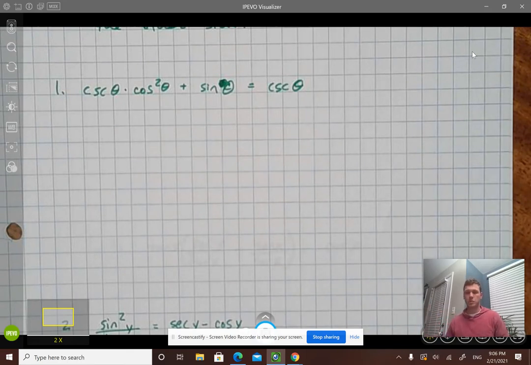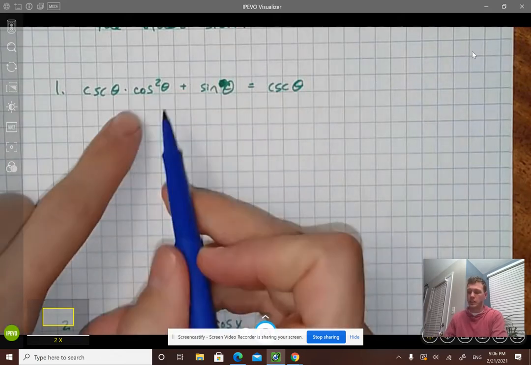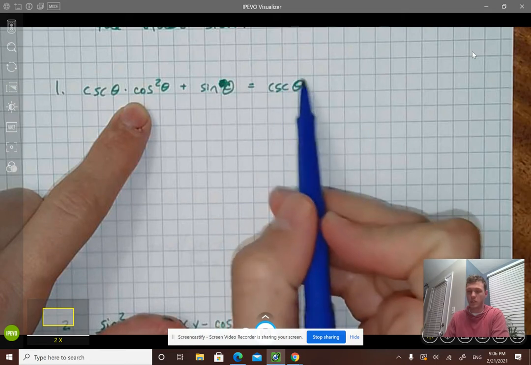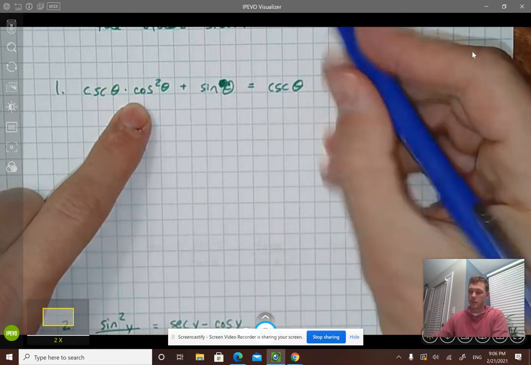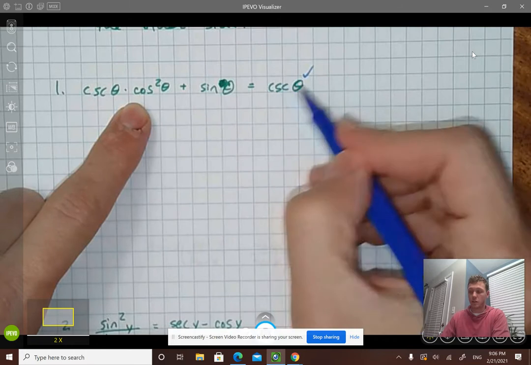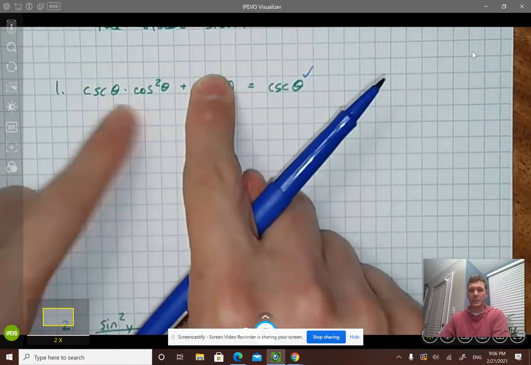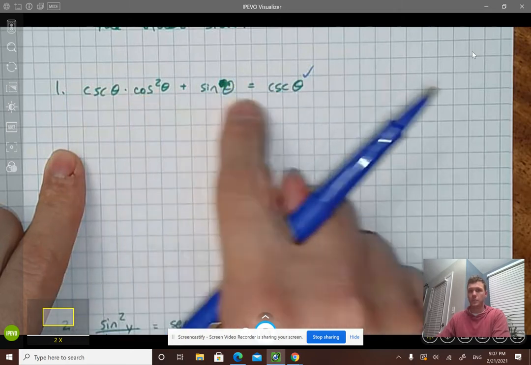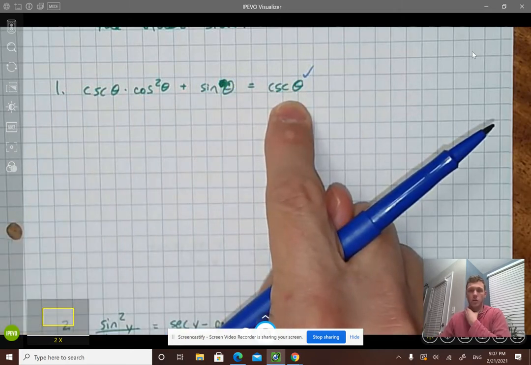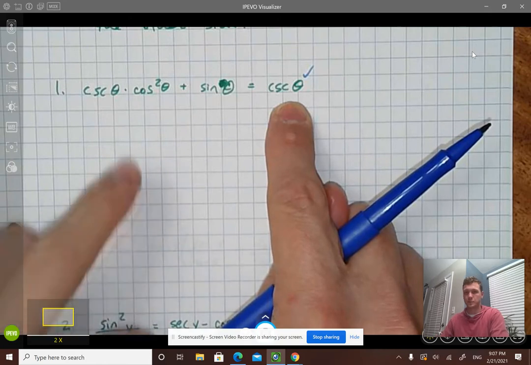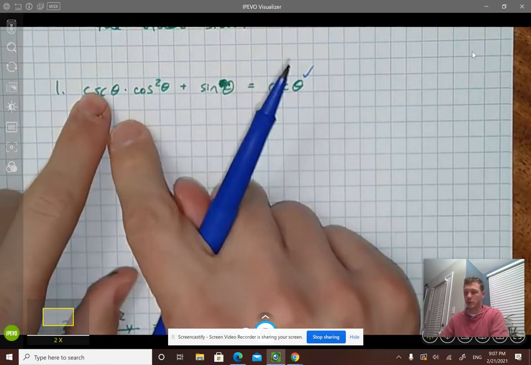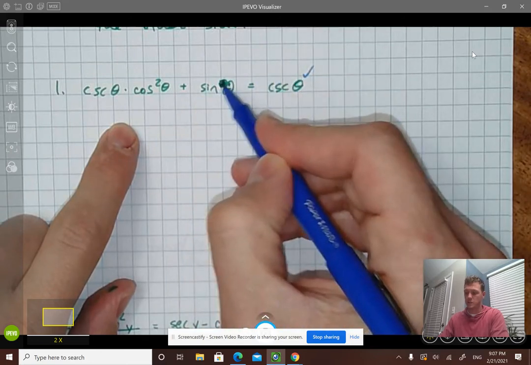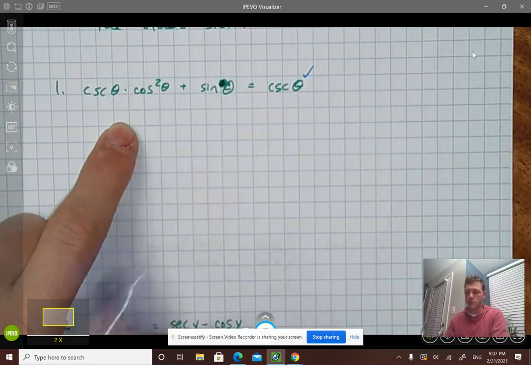So, for instance, number one, I've got cosecant of theta times cosine squared of theta plus sine of theta equals cosine of theta. This is what we're trying to get it to look like. We need to get this side, which is obviously more complex, to look like this. A couple things to keep in mind: we've got a cosecant, we've got a cosine squared, and we've got a sine. I wrote squared, but it's not supposed to be squared. So this is number one in the notes.